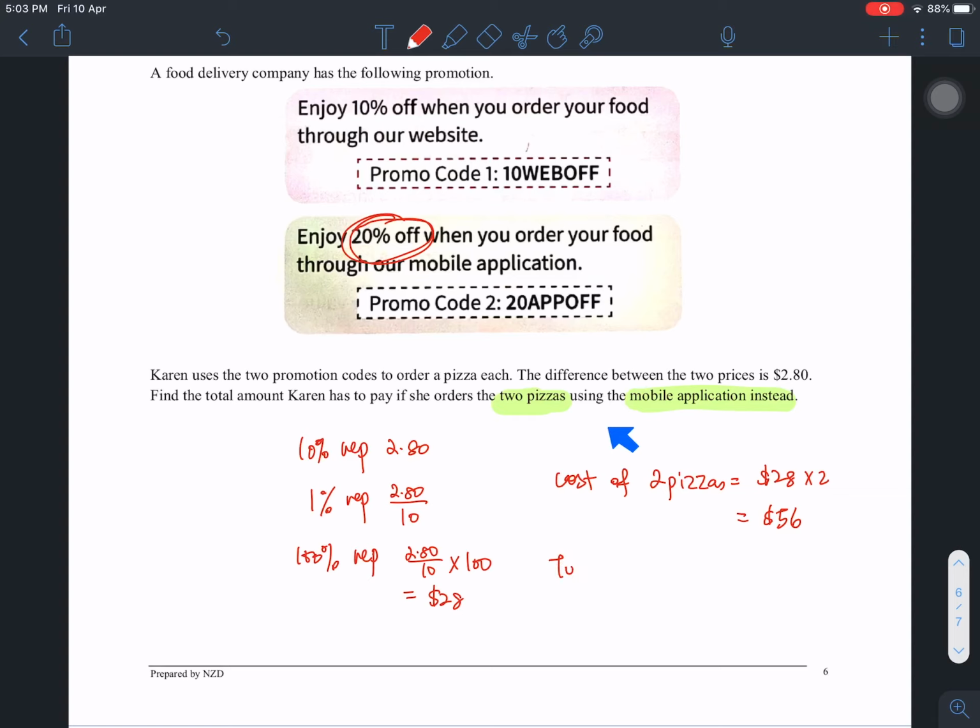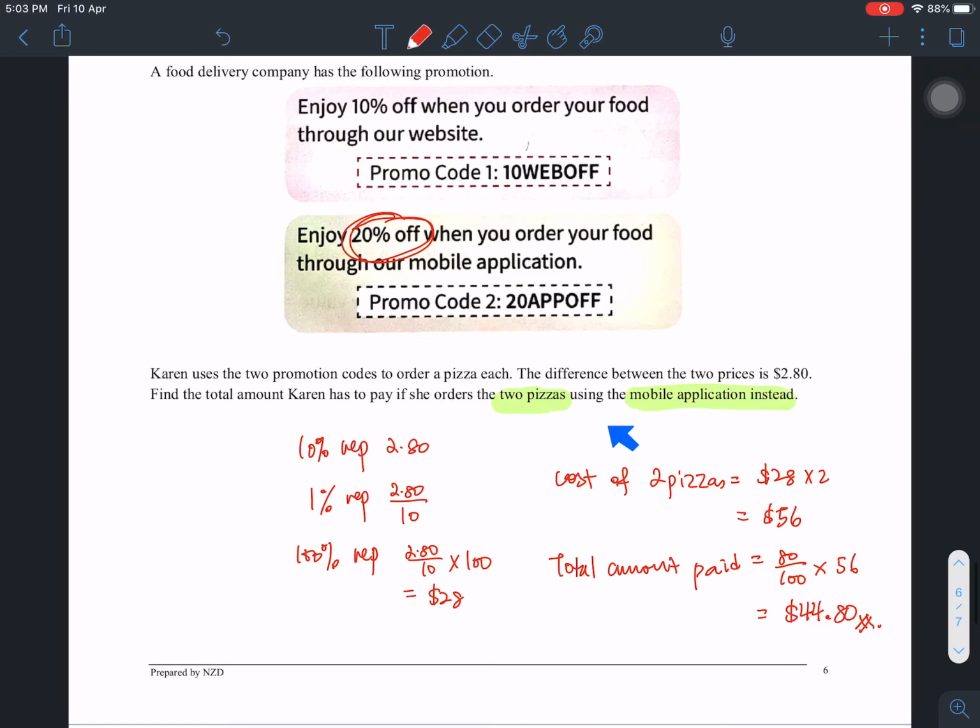So the total amount paid would simply be 80% of 56. So 80 over 100 multiplied by 56. Okay, how much does that give us? That gives us $44.80. Okay, and that would be the end of this part of the video.